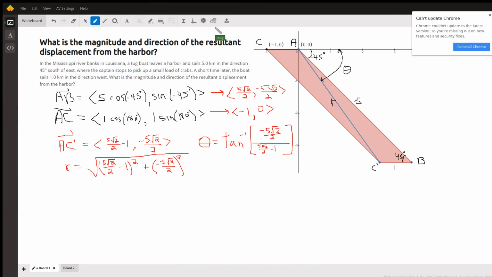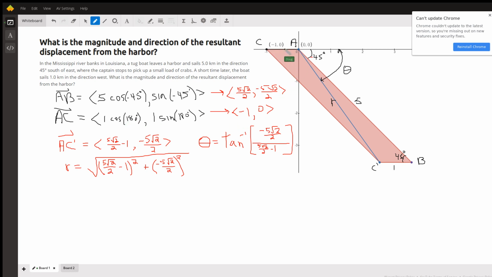On the right, we have a diagram depicting the situation. The line segment from A to B is the first part of the trip. That's a distance of 5 miles in the direction 45 degrees south of east. So that's vector AB. And that's already in standard position because the starting point is at the origin.